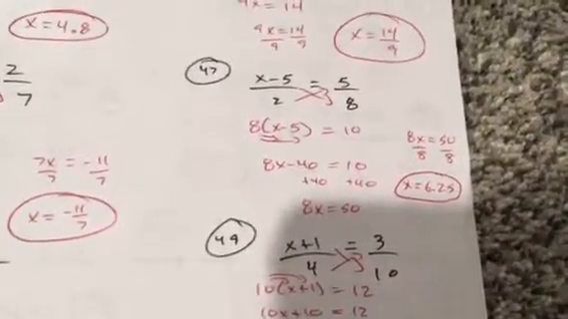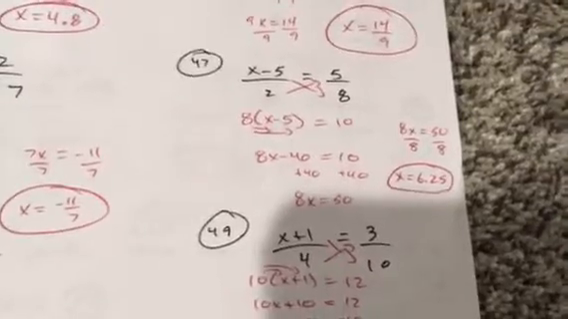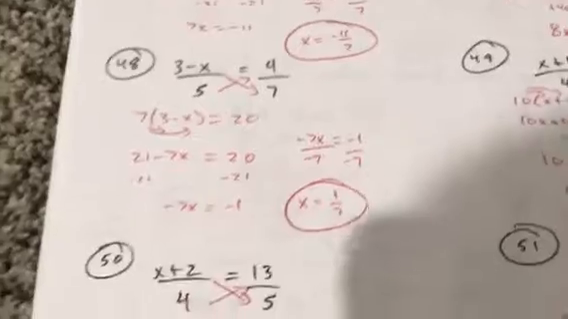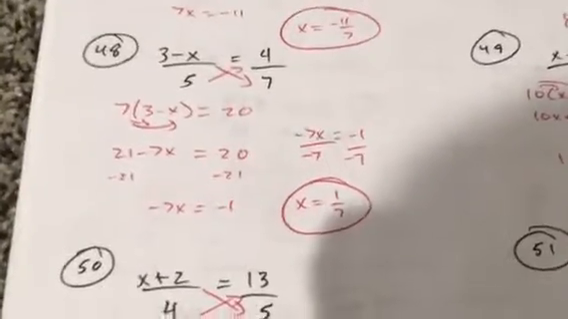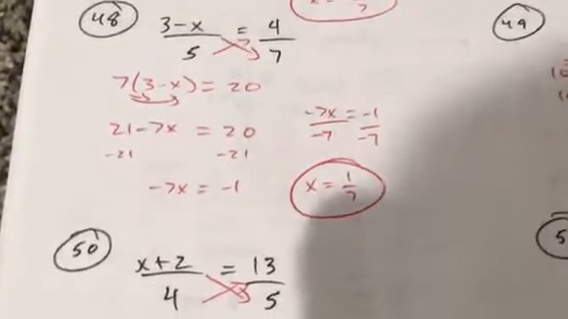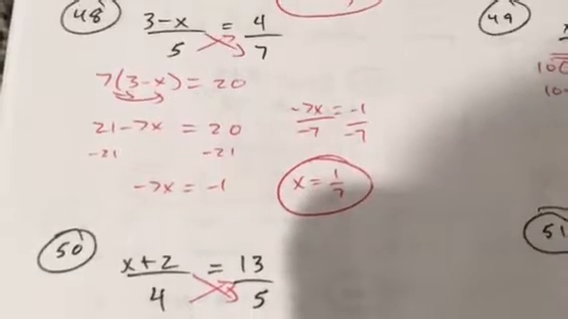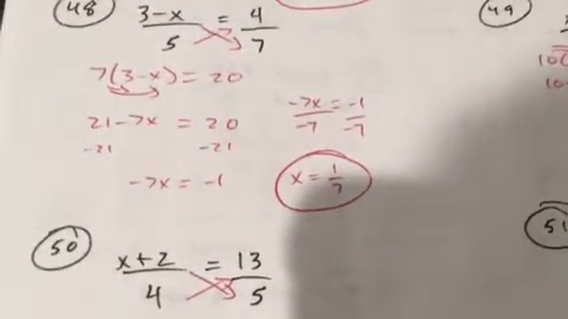47, 8 times the quantity x minus 5 is 10. Add 40 to both sides, 50 divided by 8. Next one right here, 7 times the quantity 3 minus x. Then it's going to equal 20. You're going to have negative 7x equals a negative 1. So the answer is not 7, it's 1 over 7.